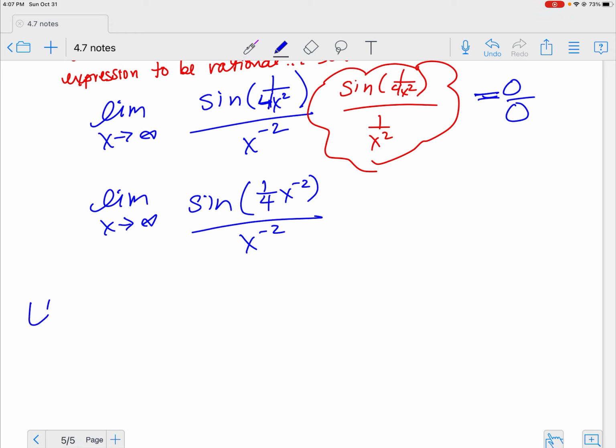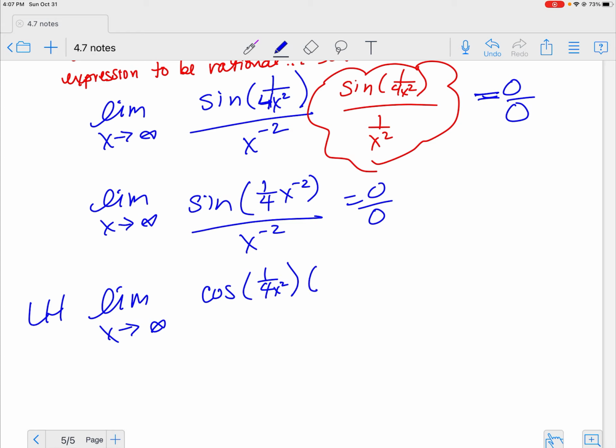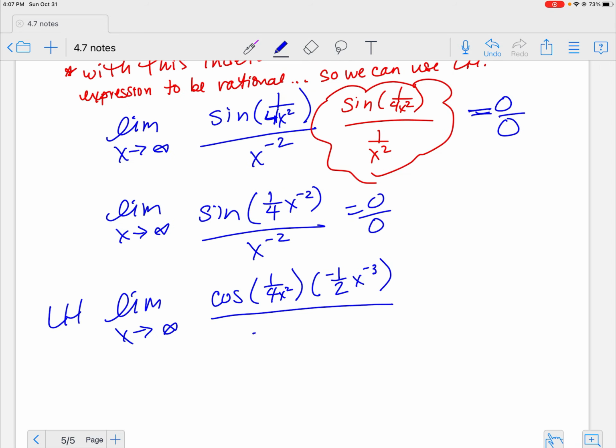All right? Now let's L'Hopital, because I know this one is 0 over 0. It's just rewritten. I have my limit as x approaches infinity here. The derivative of the outside, keeping the guts, times the derivative of the inside. And this is where I have, bring that negative 2 in front, I've got this negative 1/2 x to the negative 3, right? Yes, okay. Over here, whenever I have this x to the negative 2, I'm going to have negative 2 x to the negative 3. Do you see that?